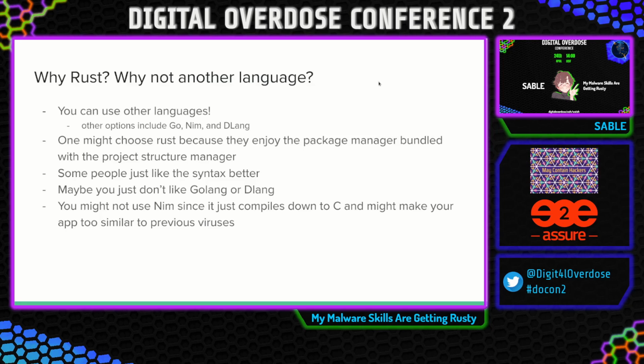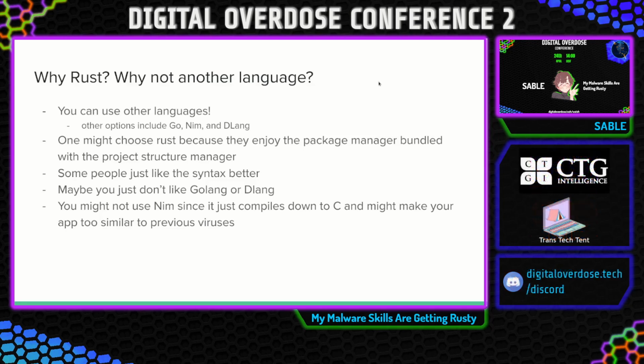Or to be totally honest, you might be like me and you just like the Rust syntax better than Dlang, Nim, or Golang. Because they're all cool, but I just personally like how explicit it is with Rust. Some people simply don't really like Golang or Dlang. It's not a huge deal. It might just not be your language, even though both could be compiled cross-platform very easily. You might also not want to use Nim, since instead of really compiling, it more transpiles down to C or C++.